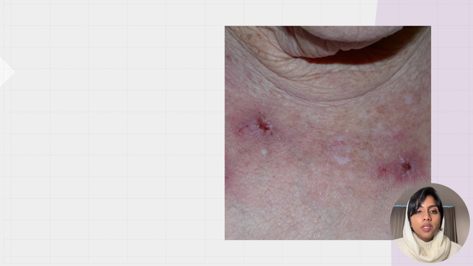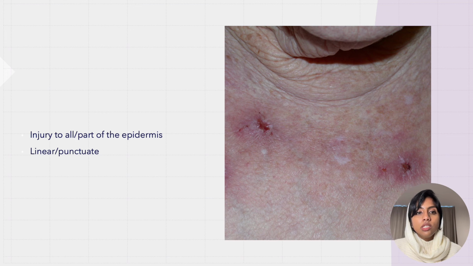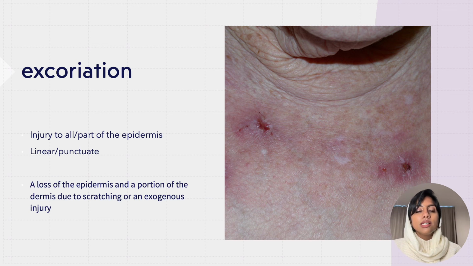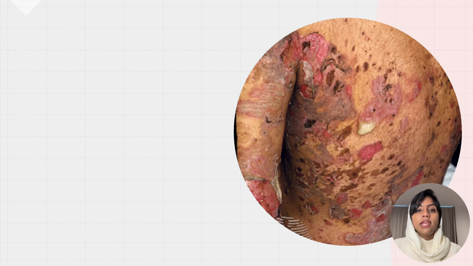So what are these now? You can see a lesion beneath the neck. There is a background erythema around, and there is a loss of skin in some area in the center, isn't it? This is injury to a part of the skin, and these lesions can be linear or punctate, and here it seems to be punctate. So this is nothing but excoriation, which generally happens because of immense scratching when the lesions are itchy for the patient. It's a loss of epidermis or a portion of dermis due to scratching or exogenous injury. You call it an excoriation.